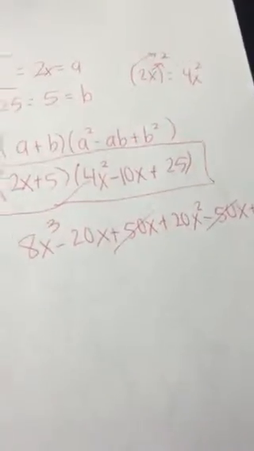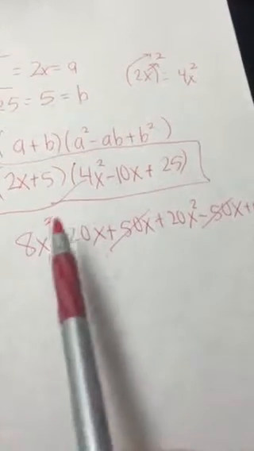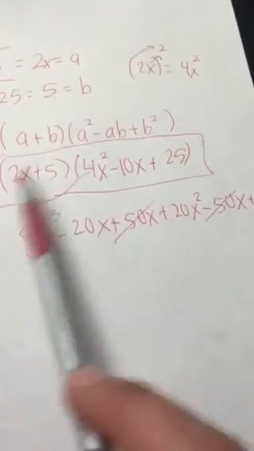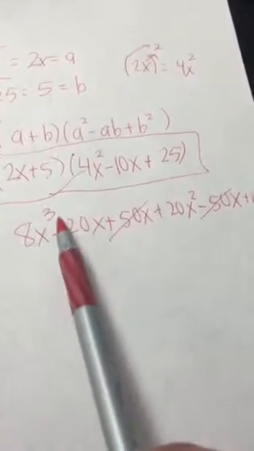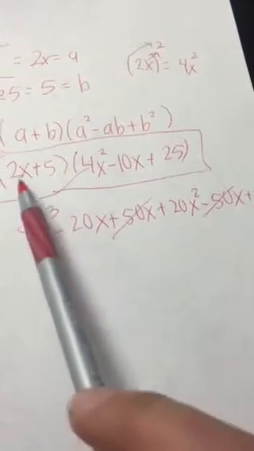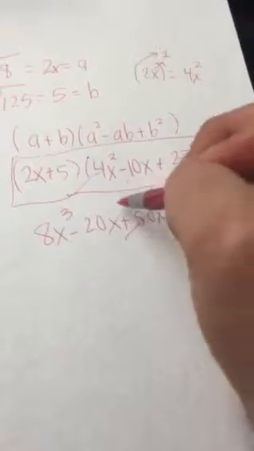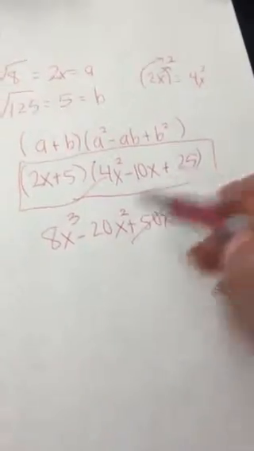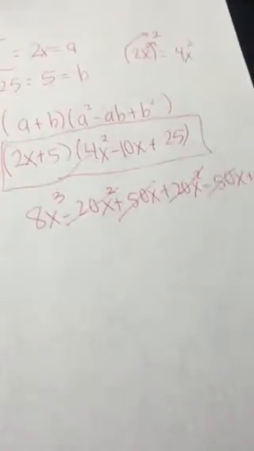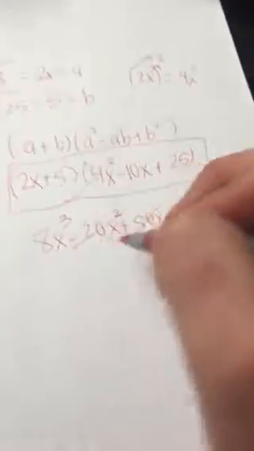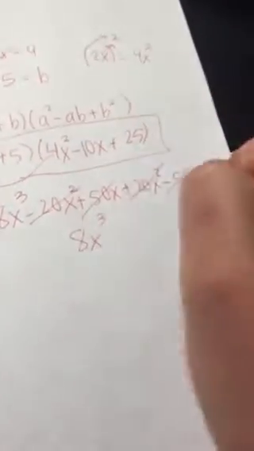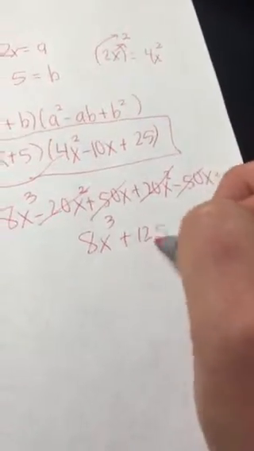Now hopefully you'll notice that the 50s cancel out. And hopefully you're also noticing I didn't write one of my squares. If we go back to the beginning, 2 times 4 is 8x cubed, and then this is where I messed up: 2x times negative 10x, they both have an x, that would be x squared. Notice again I have a negative 20 and a 20, so that makes 0. Therefore I'm left with just 8x cubed plus 125.